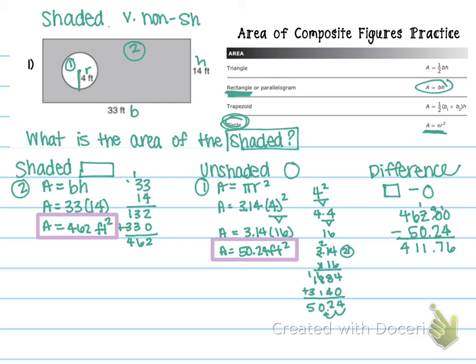So what is the area of the shaded? Shaded is area equals 411.76 feet squared. So see what I mean? It's not hard. It's just long. It takes time and effort. Okay. But we know how to find those two things and would be able to get our final area.